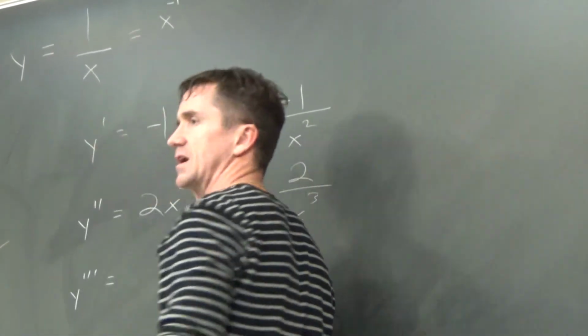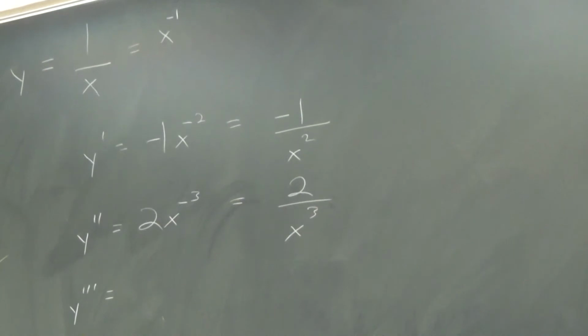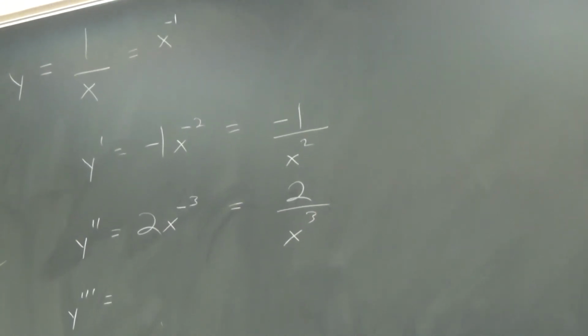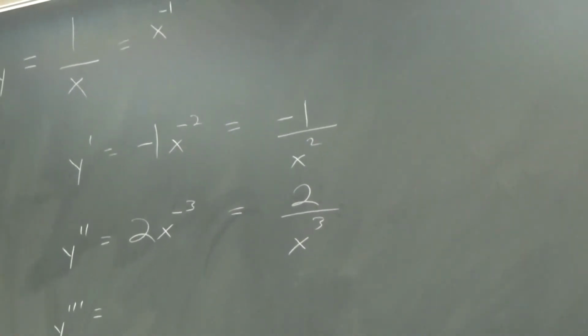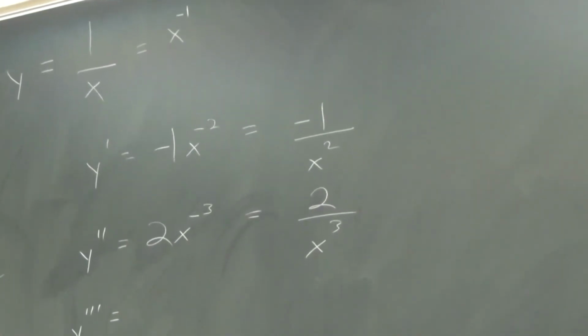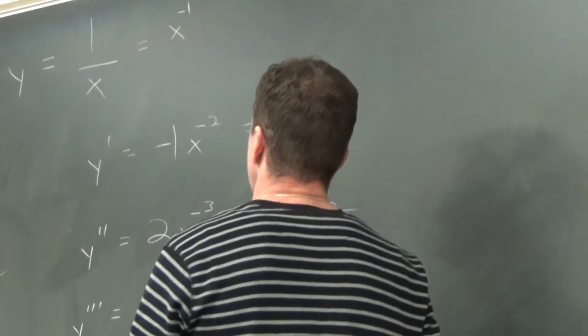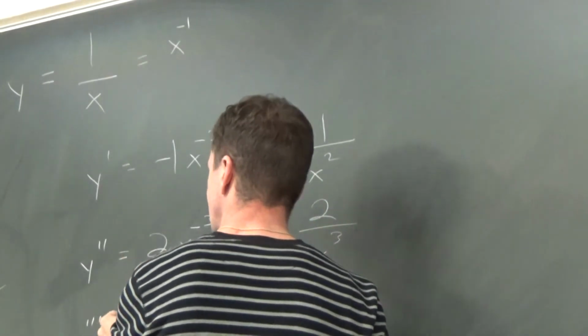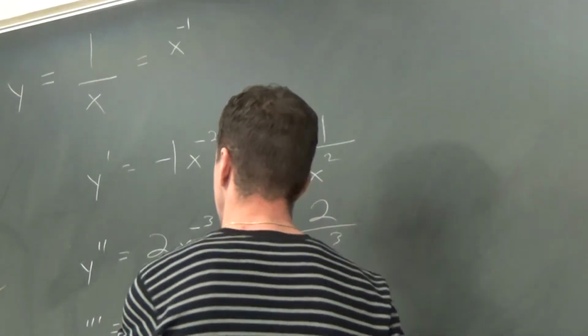I always like that. First time you see that, I like to keep going with that. So this is like a harmonic motion. That's exactly it. I think you're going to see a pattern to this. What's the next one? Negative 3 times 2 is negative 6, over x to the 4. And then the exponent goes to negative what? Negative 4.